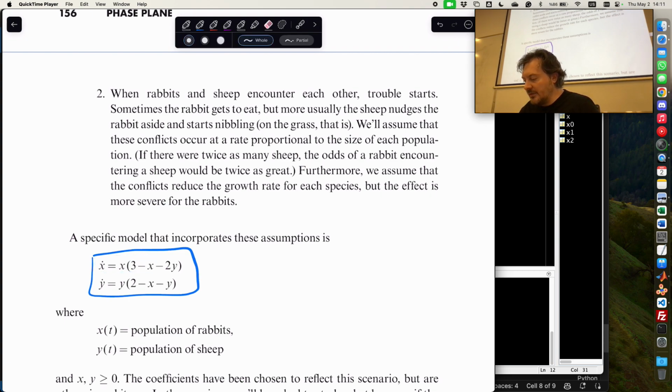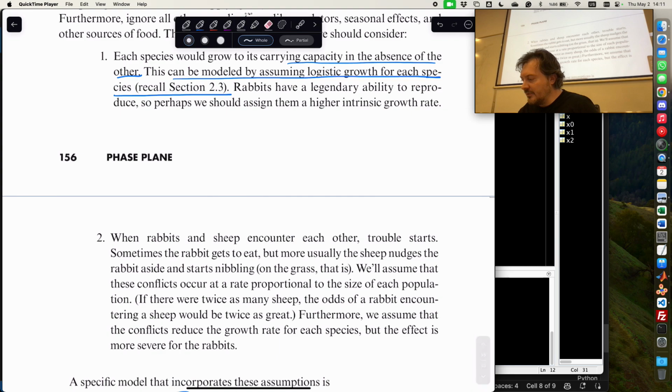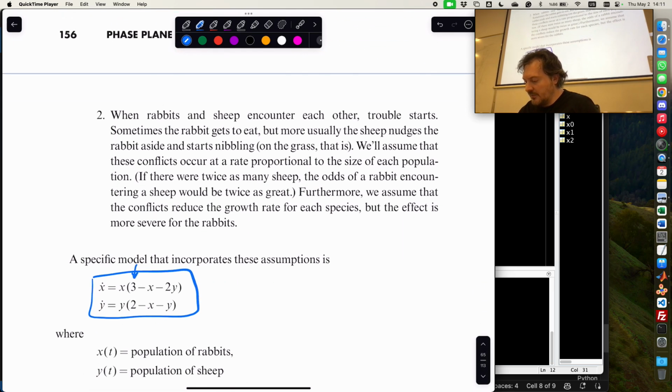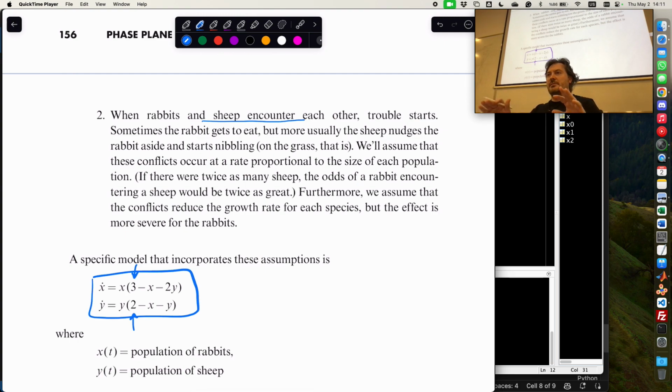But then there is a predator here. Okay, rabbits have a legendary ability to reproduce, so perhaps we should assign them a higher intrinsic growth rate. So that's why this is 3. The other one is 2. By the way, this is a system where 2 animals are competing for one resource. Okay, I just said predator. There's no predator here. This is a predator-predator system, and prey is grass.